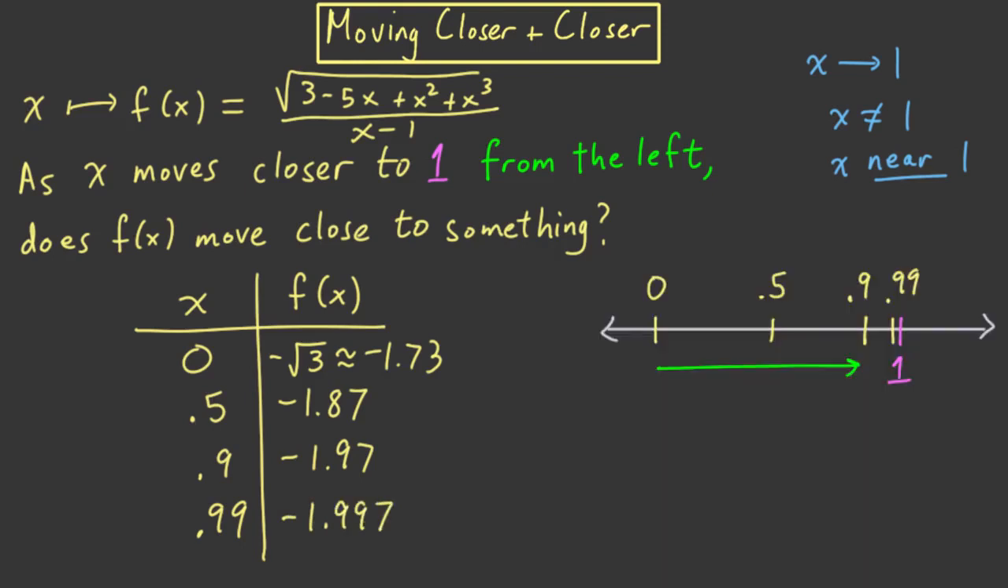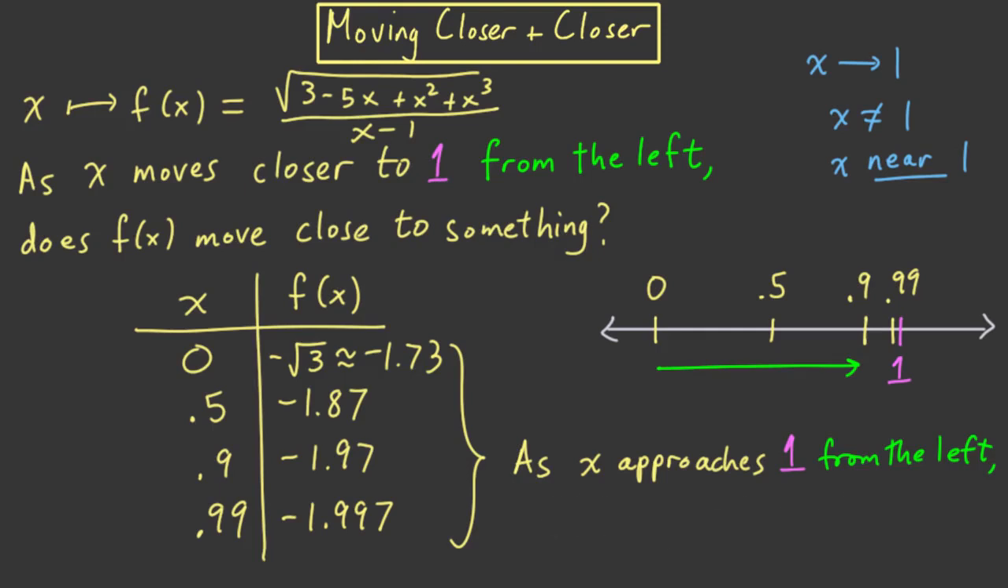So as we go down this table, f of x is getting really, really close to what looks like minus 2. So we can say that as x approaches 1 from the left, f of x approaches minus 2. Now, f of x might never actually equal minus 2, just as x never actually equals 1, but it gets really, really close. And if it gets arbitrarily close, meaning as close as we could possibly want, then that's really all we'll care about.